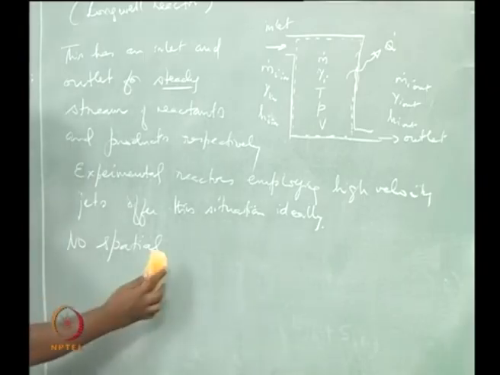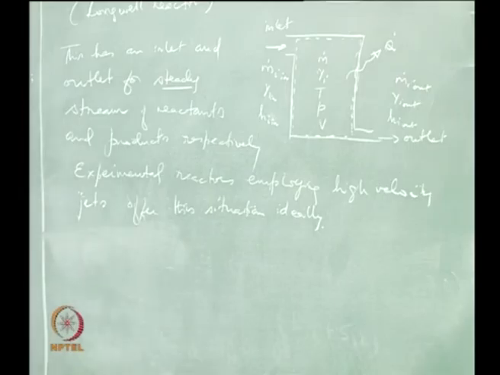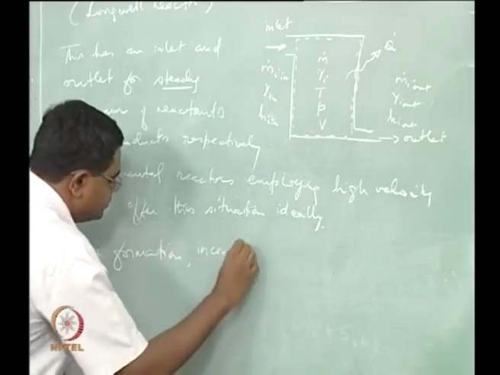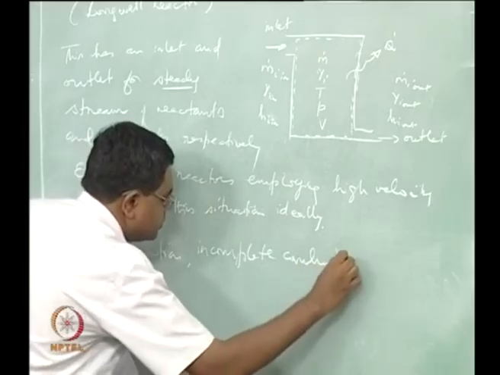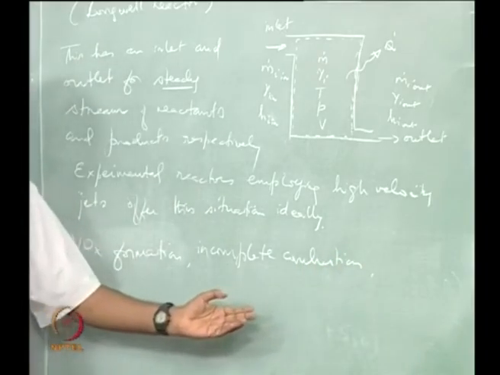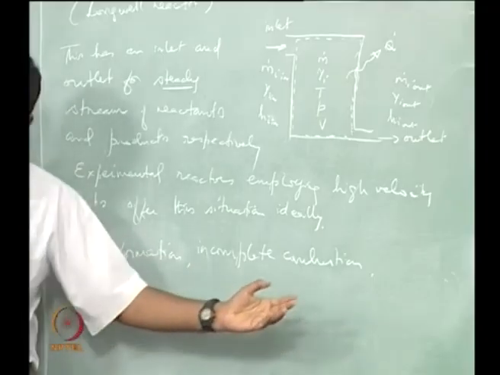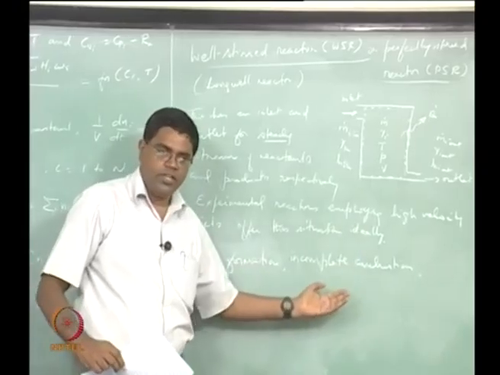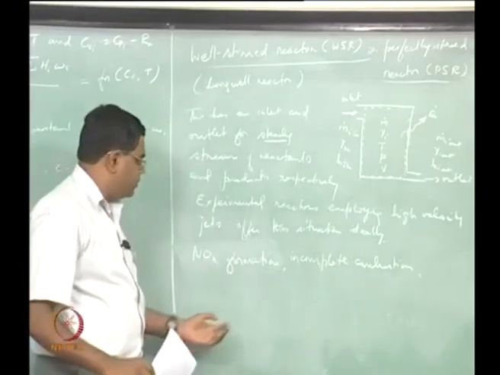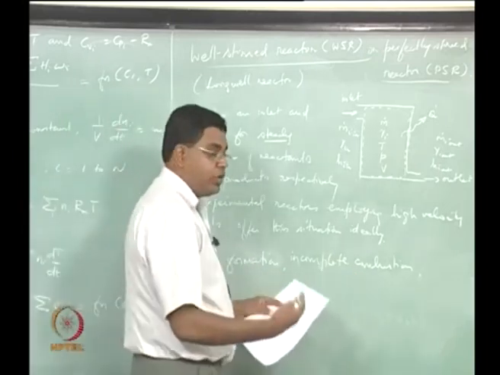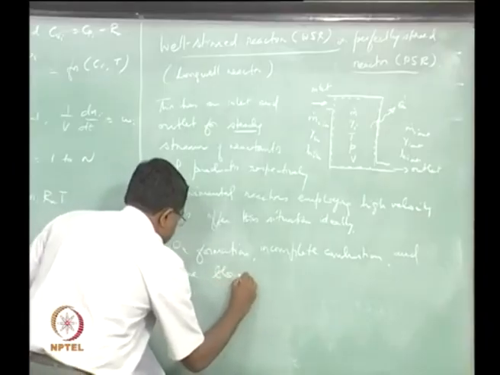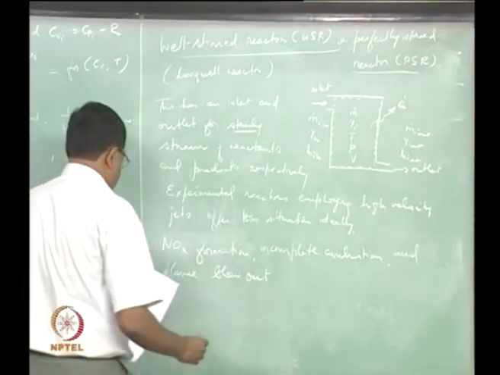I meant to write out something, but I got distracted. Let's just write out NOx formation, incomplete combustion, can be quantified from combustion efficiency. You can find out how much of the original fuel that you put in has been completely oxidized, and that denotes what's called combustion efficiency. So that can quantify incomplete combustion, and you can get that kind of quantity here: incomplete combustion and flame blowout. Flame blowout could be studied.